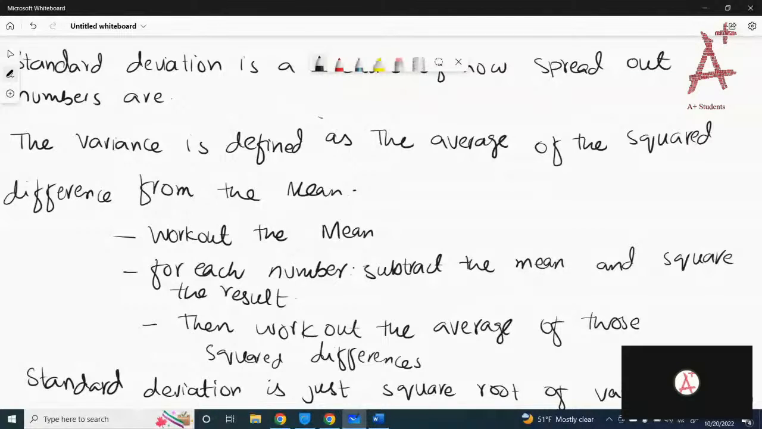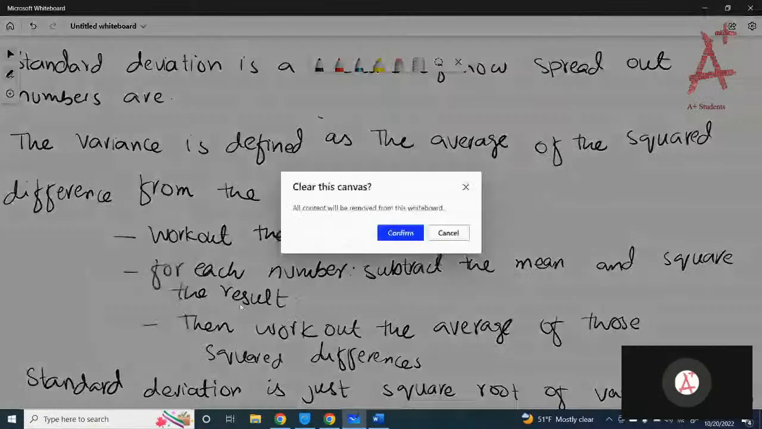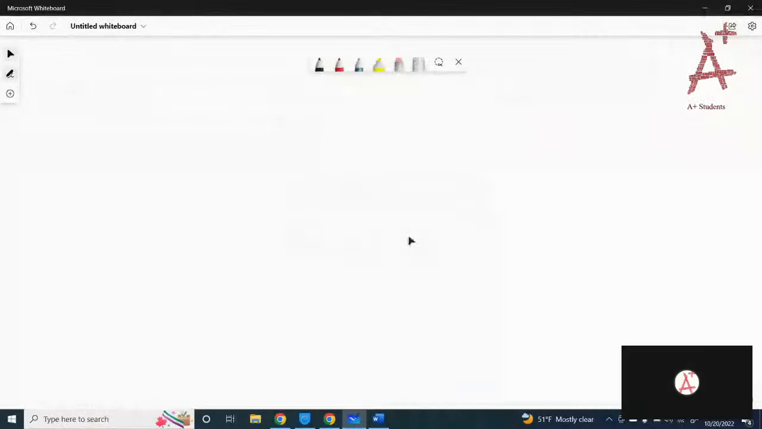Okay, let's start with an example. A group of 6 families at Wendy's school sold magazine subscriptions to raise money for the school. And the values are 5, 8, 9, 4, 8, and 5. All the amounts are in dollars. Got it? What is the standard deviation of the amount of money raised? So basically, we have to calculate the standard deviation.